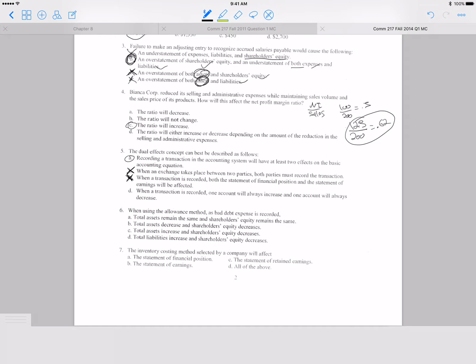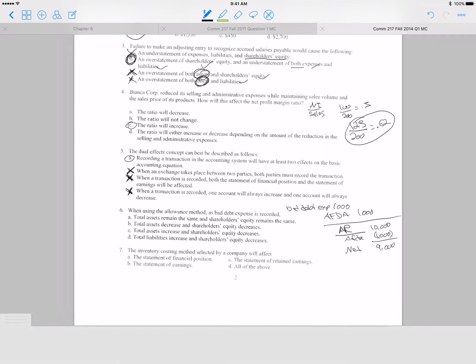D says when a transaction is recorded, one account will always increase and one account will always decrease. This is incorrect as well because let's say for accrued salaries payable, you would debit your salaries expense, which would increase your expense, and you're going to credit your salaries payable, which also increases your payable. So that is why D is incorrect and A is correct.